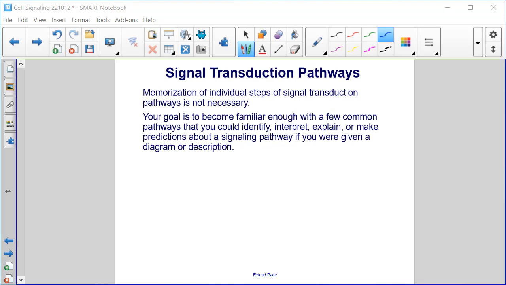Memorization of individual steps of signal transduction pathways is not necessary. Your goal is to become familiar enough with a few common pathways that you could identify, interpret, explain, or make predictions about a signaling pathway if you were given a diagram or description.